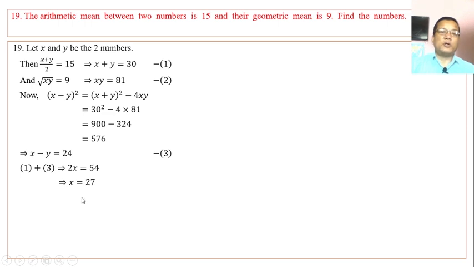Putting the value of x, 27, into equation 1, we get y equal to 3. Therefore, the two numbers are 27 and 3. Their product is 81 and their arithmetic mean, 27 plus 3 by 2, is 15. This is true.